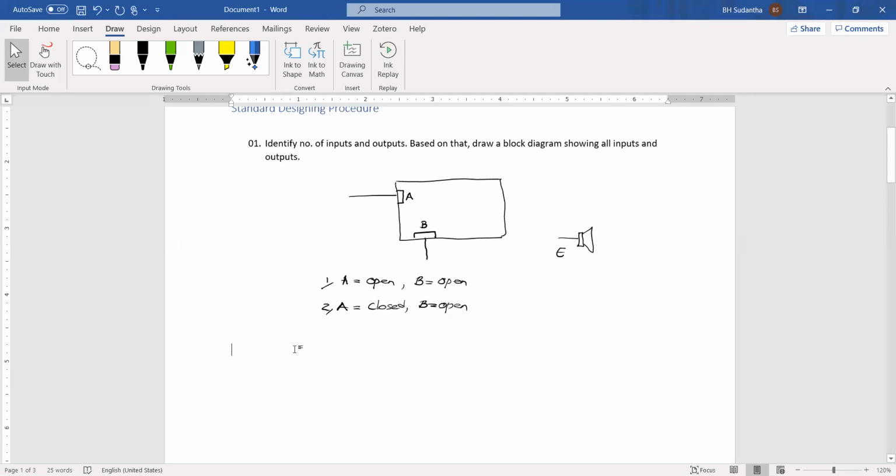Now we have to design a circuit to address this problem. The first thing we have to do is identify the number of inputs and outputs. It's very clear that the number of inputs is two, that is A and B. There is only one output, that is E, the alarm. Then based on that, we can draw a block diagram.